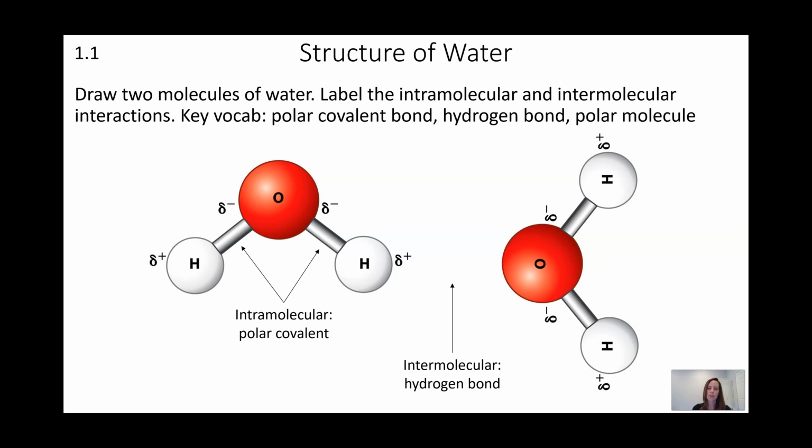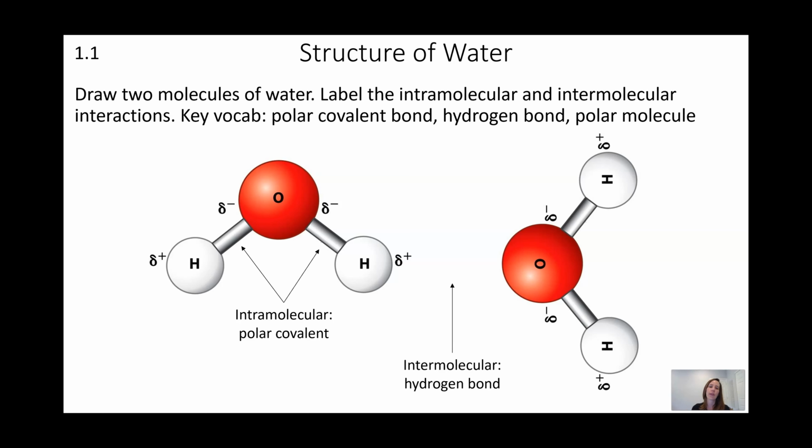Key root words here: intra means within, so intramolecular means within the molecule. Inter means between, so between two different molecules. You can tell that there are two separate molecules here because there's no covalent connection between them. You need to have a covalent connection between atoms for them to be part of the same molecule. So we have two molecules of water here.